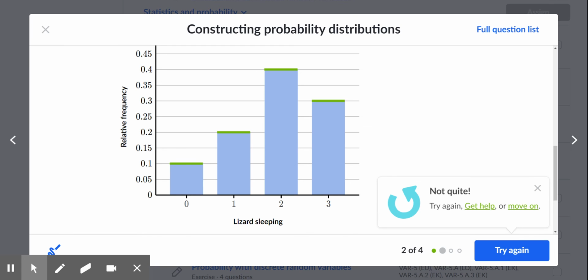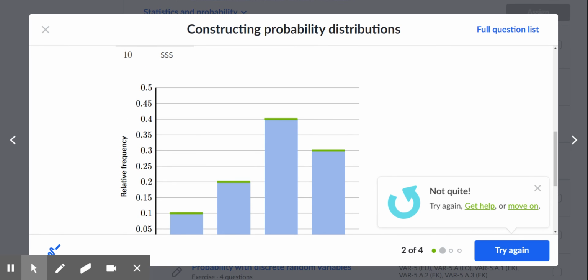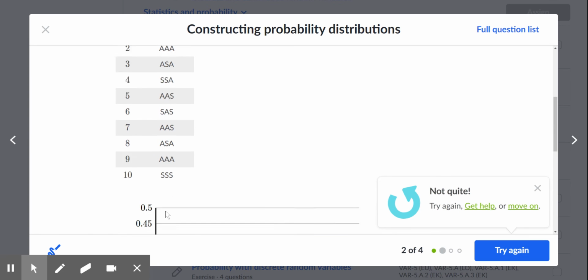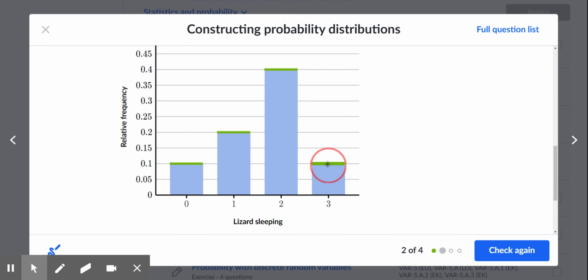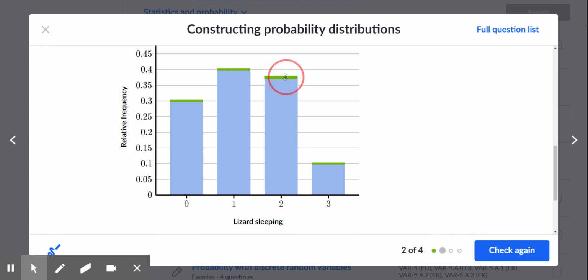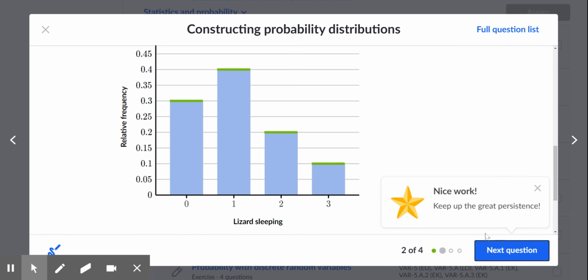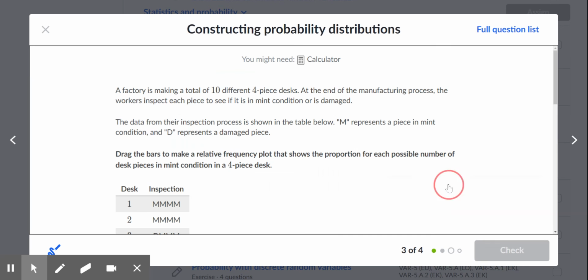So lizard sleeping, it's only 1. Three times is sleeping. I got it right the first time. Okay, so this is 3/10. So for 1 day, it's 4/10. And then this is 2/10, right? So I was right the first time. Okay, so hopefully, maybe we can do another one.